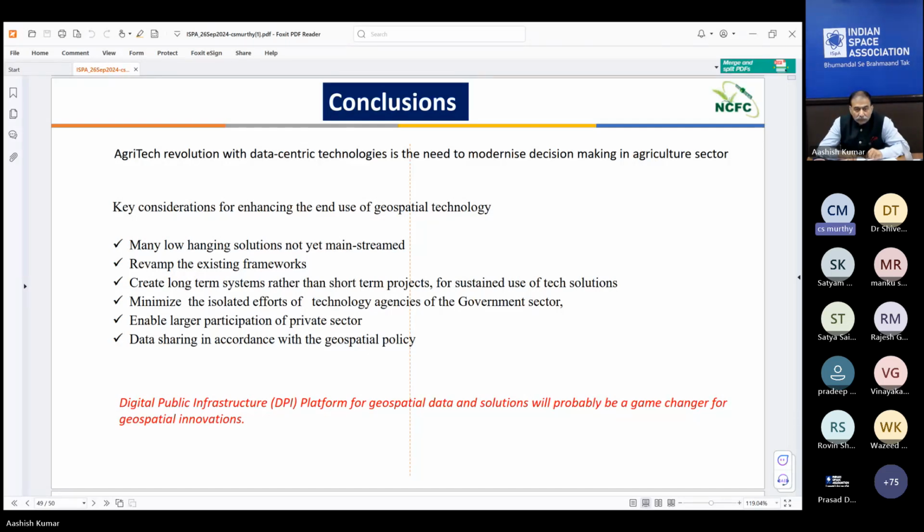I think it is high time we revamp the existing ecosystem of geospatial innovations. We have to find some possible way to engage more with larger participation of the private sector, because private sector capabilities are really commanding and noteworthy. Similar to the fintech revolution, we need to bring some kind of agri-tech revolution in the country. So probably we require some kind of DPI platform, which Krishi-DSS to some extent is in the DPI mode. That kind of DPI for geospatial solutions in agriculture may trigger new opportunities and may overcome the limitations being faced now. So thank you very much.